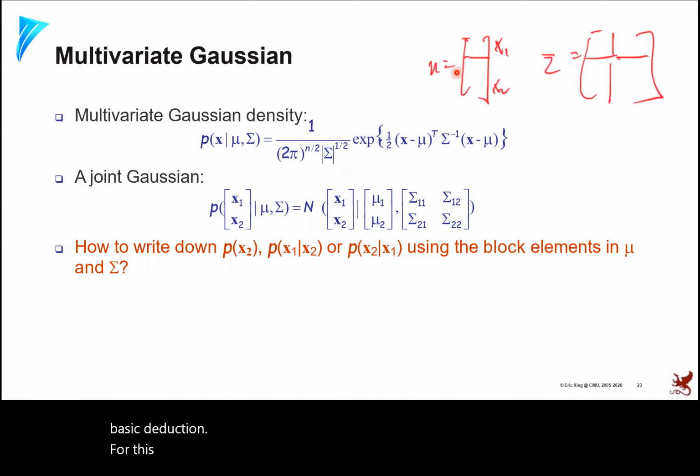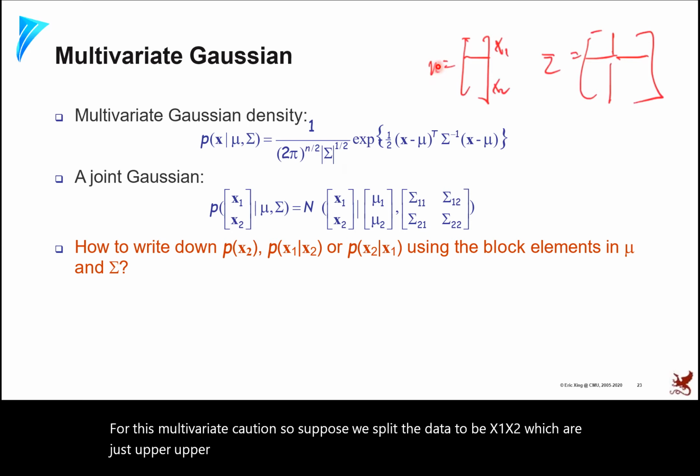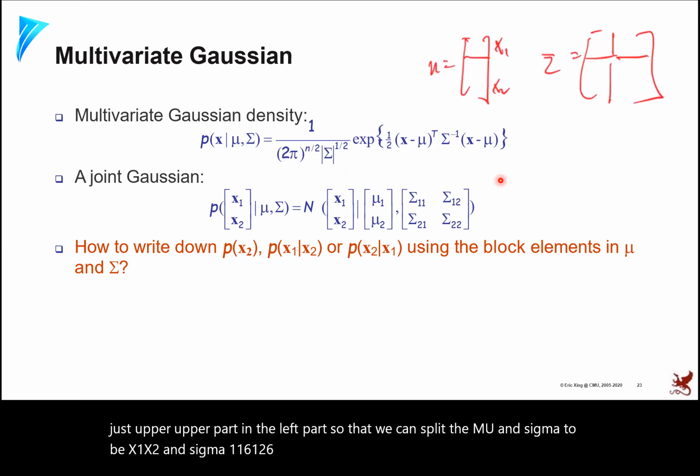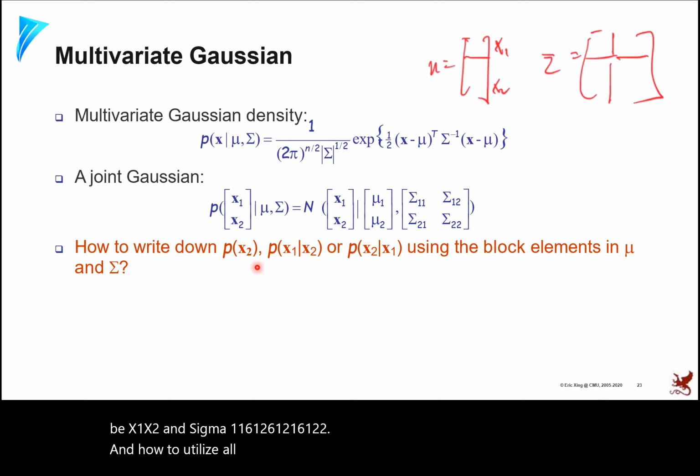So suppose we split the data to be x1 and x2, which are just the upper part and the lower part, so that we can split the mu and the sigma into mu1, mu2, and sigma 1,1, sigma 1,2, sigma 2,1, and sigma 2,2. And how do we utilize all these values to write down the conditional probability of x1 given x2?